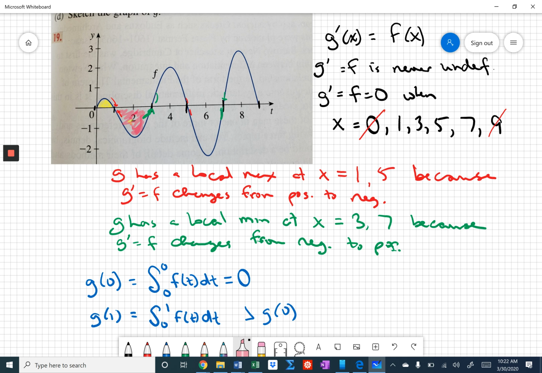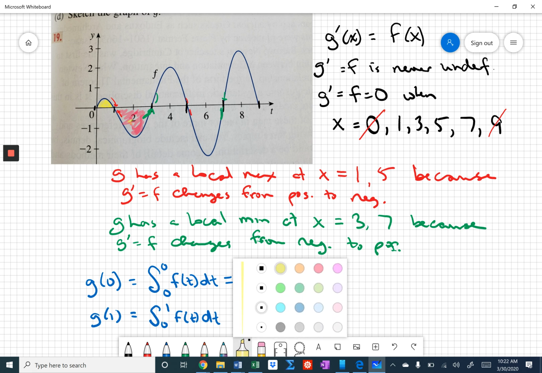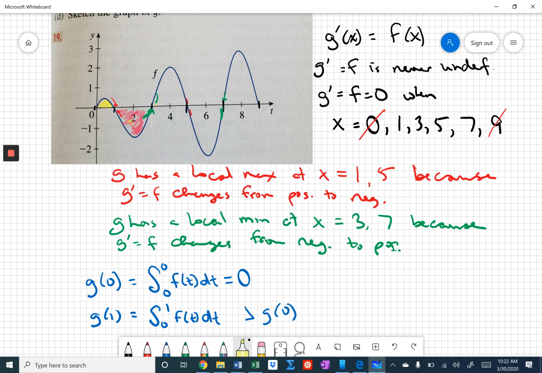So g of 3 is going to be obviously less than g of 1. Okay. But that's not that exciting for a moment. Now what's happening on the next interval? Between 3 and 5, we're going to add all this area here.